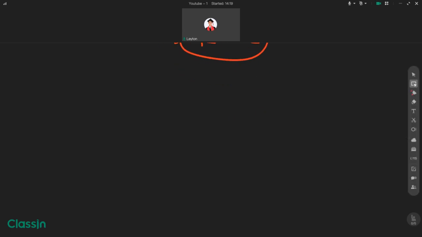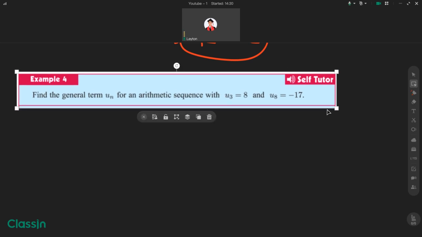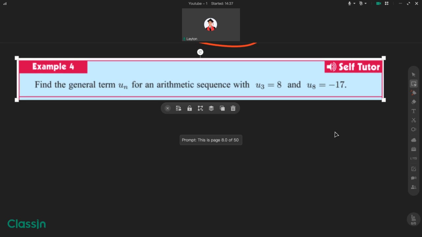Okay. I'm going to just keep hammering through the examples. Find the general term un for an arithmetic sequence with u3 is equal to 8 and u8 is equal to minus 17. Okay. So this is adding some difficulty now. The key to doing this is to remember the general term. This looks like what we wrote before.